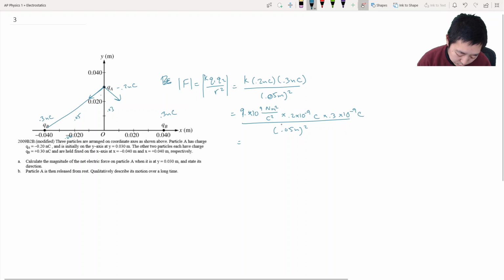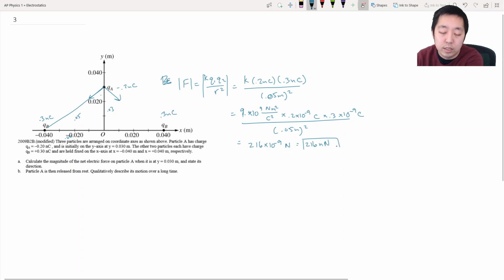9E9 times 0.2E negative 9 times 0.3E negative 9 divided by 0.05 squared. So I found this is 216 times 10 to the minus 9 newtons, or you could say it's 216 nanonewtons. It's a very small force. Okay, and that's simply the force due to this one here, right? But what I want to do is consider the x and y components because I need to add them up directly, right?